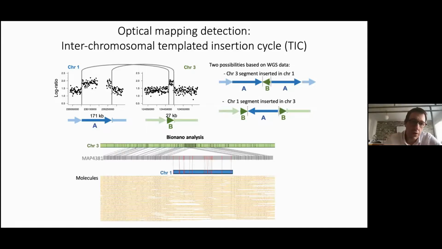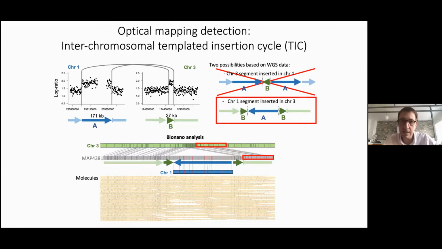With Bionano, we could obtain long molecules spanning the full events. So on this graph, you can see the molecules at the bottom and the map reconstructed from these molecules in gray. And if we go through this map, we can see that it starts with the first segment of chromosome 3. Then we have the B segment that is duplicated at 2 positions. And in the middle of these 2, you will see the A segment from chromosome 1, and then the end of chromosome 3. So here we can confirm for the first time the existence of these templated insertion cycle events, and we can identify unambiguously the host chromosome, in this case, chromosome 3.